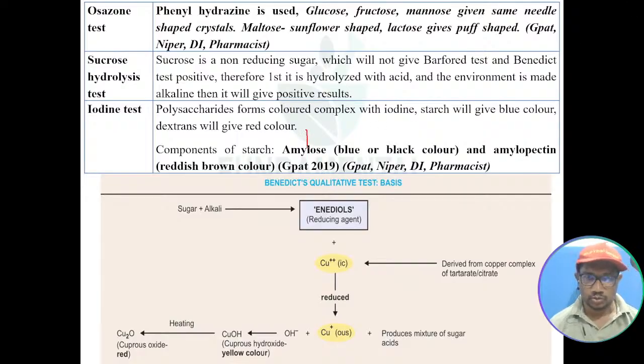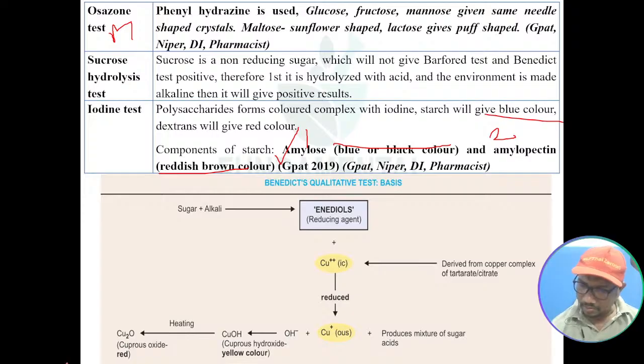The first one is amylose and the second one is amylopectin. Amylose will give you blue or black color. Amylopectin will give you reddish brown color with the iodine. This was a question in GPAT. This has come multiple times. Whatever I am explaining, there is a question on this part.